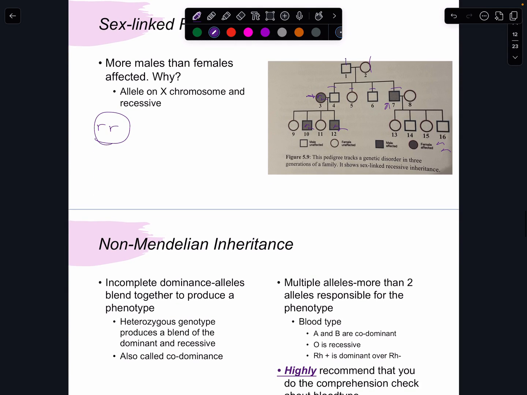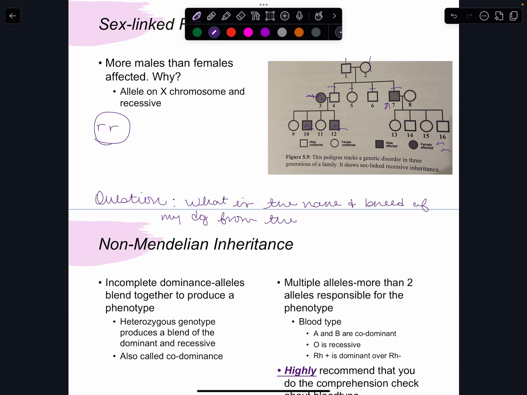Okay, so we've talked about these are very specific, and we call this Mendelian inheritance. And then your question that you need to answer, so that I know you watched this, is what is the name and breed of my dog from the pedigree picture?